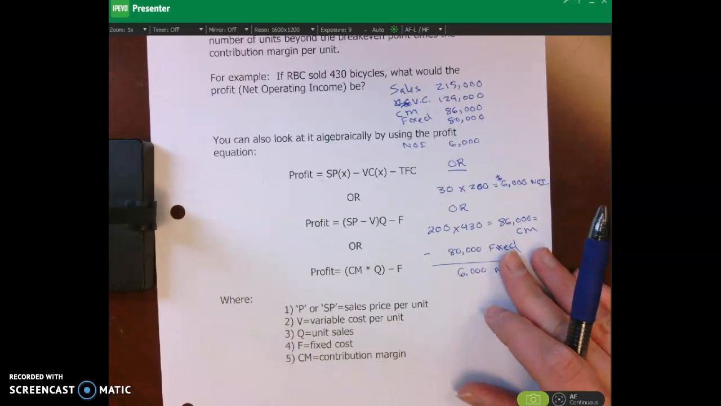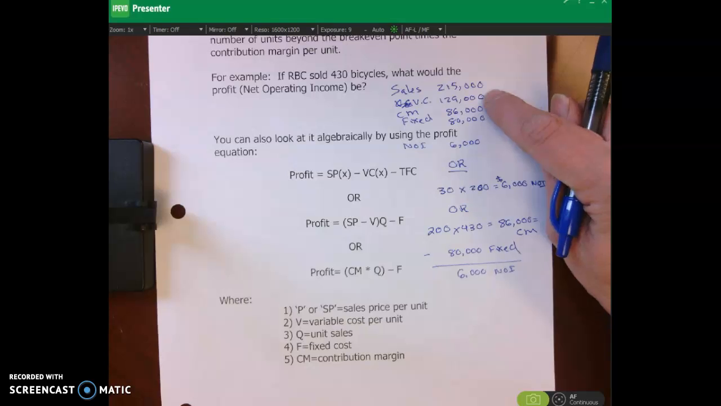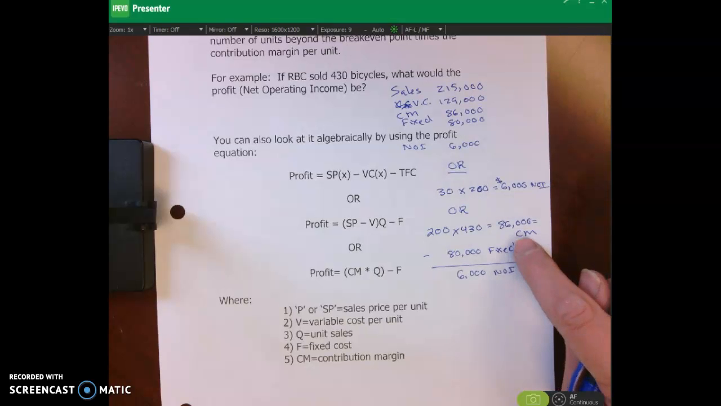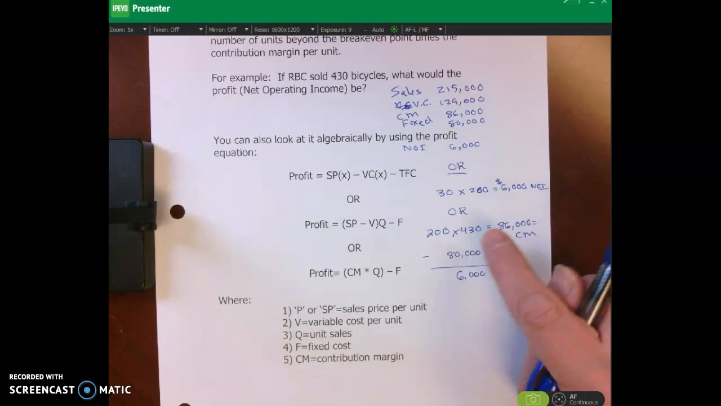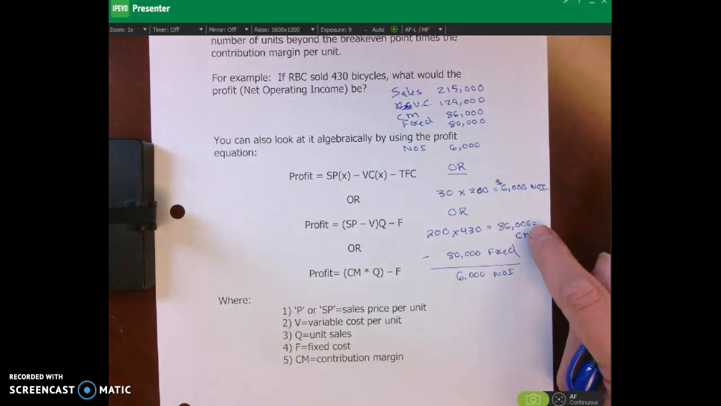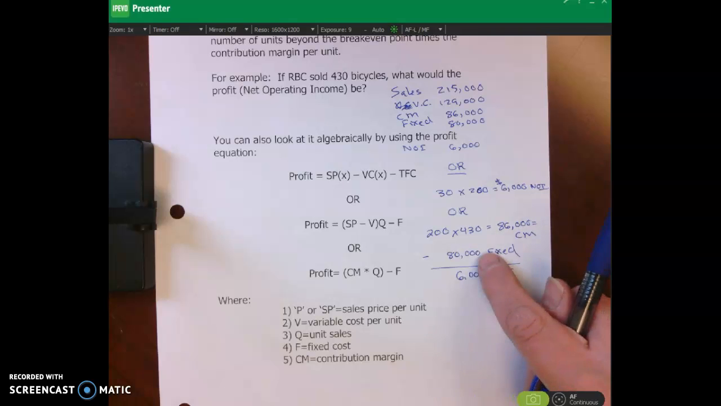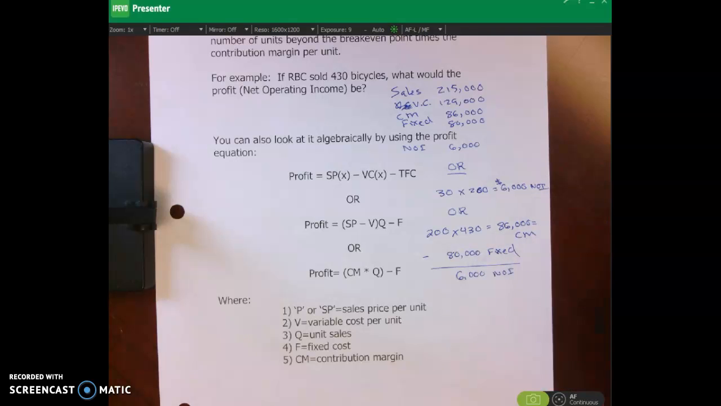The other way I could have done it, this is way number one. Way number two is down here: I know my contribution margin per unit stays constant at 200. Times my 430 bikes gives me 86,000. Minus my 80,000 gives me 6,000 net operating income. In the next lecture video, I'll talk more about the shortcut way.